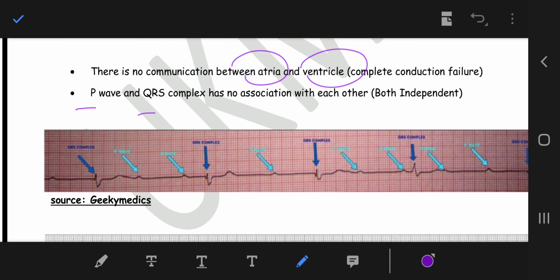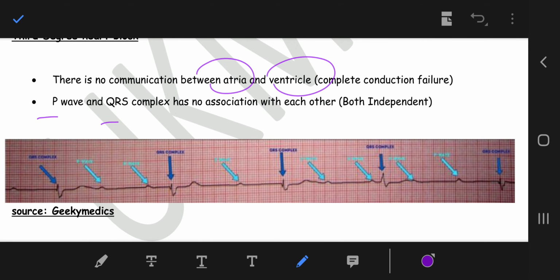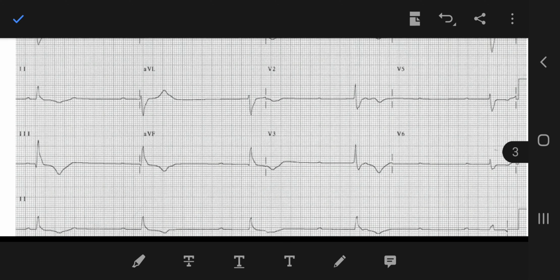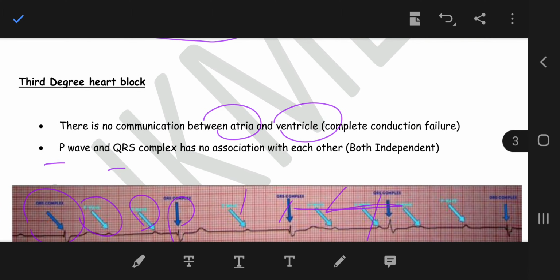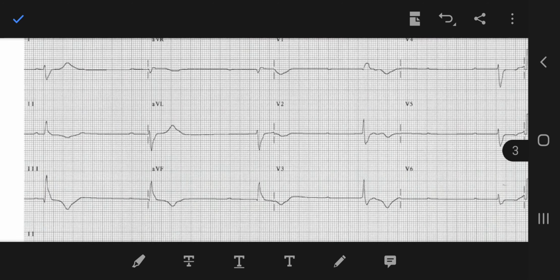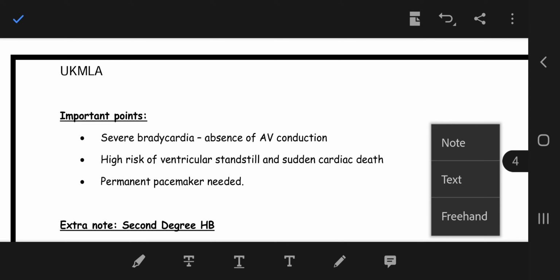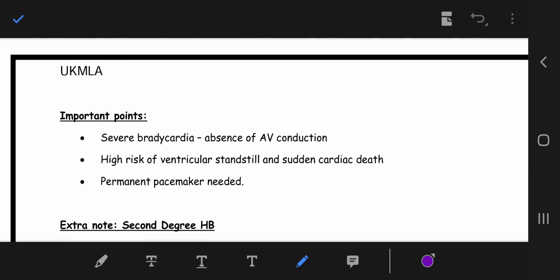You can see here that there is a QRS complex, and then we have a P wave, then another P wave, and then we have a QRS complex, P wave, QRS, P wave, P wave. I mean, they're just having no association, both of them acting independently. And also note down the bradycardia. So these patients have severe bradycardia and they have high risk of ventricular standstill and sudden cardiac death. So if you were to go down here, these are some important points. I just mentioned to you already that these patients have severe bradycardia because there's an absence of AV conduction.